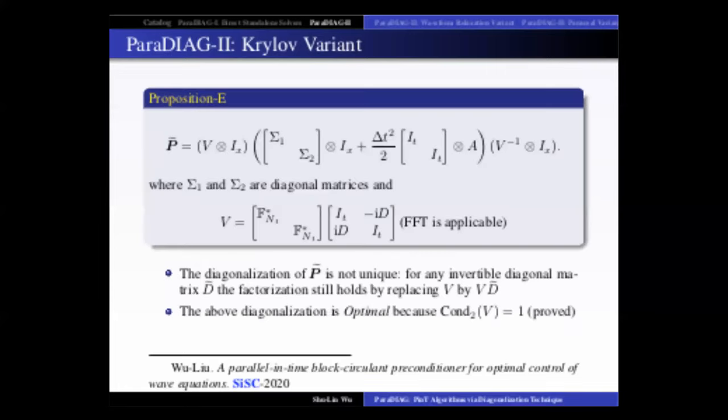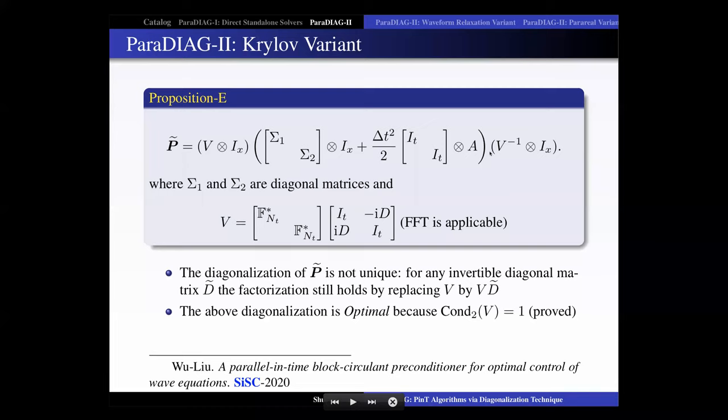The idea is to diagonalize the matrix P tilde as this. We have the explicit formula for the eigenvector matrix of this matrix. The eigenvector matrix is of this form. This is a Fourier matrix. Fourier matrix, so FFT is still applicable. We know the diagonalization of this matrix is not unique, because for any invertible diagonal matrix D, the factorization still holds by replacing V by V times D. The above diagonalization is optimal because the condition number of the eigenvector matrix equals 1. This is already proved.